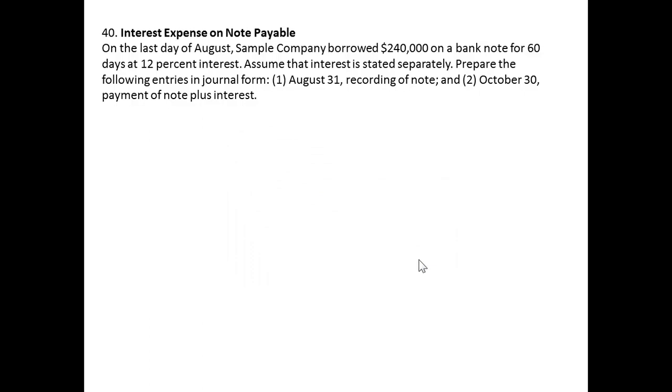In question 41 on the practice review, it's about interest expense on a note payable, and notice that the interest is stated separately. In other words, you pay the note principal plus you pay the interest on that principal. So we're going to go through, and on 8/31, we're going to borrow the money, which is simply debit cash, credit note payable for the $240,000.